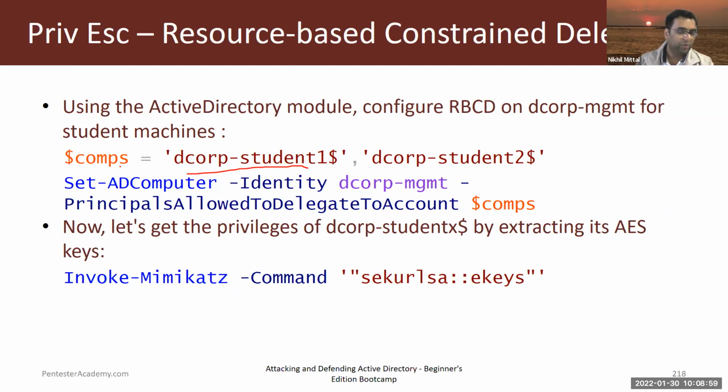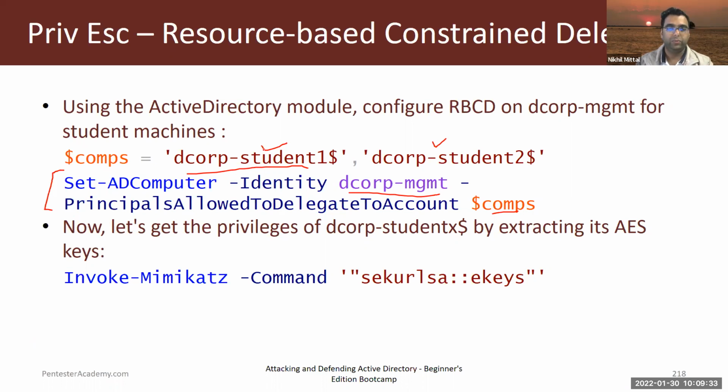So using the AD module or PowerView, the example here is from the AD module, we can actually go ahead and configure RBCD. How can we do that using the AD module? On dcorp MGMT, Set-ADComputer, the identity is dcorp MGMT. We want to modify PrincipalsAllowedToDelegateToAccount and set it to the computers variable, or comps variable. Here, we are just, as an example, taking two computer objects. That's it. This configures RBCD on dcorp MGMT.